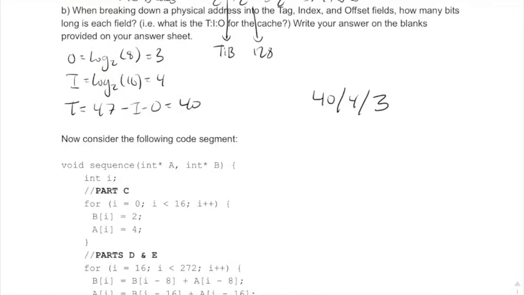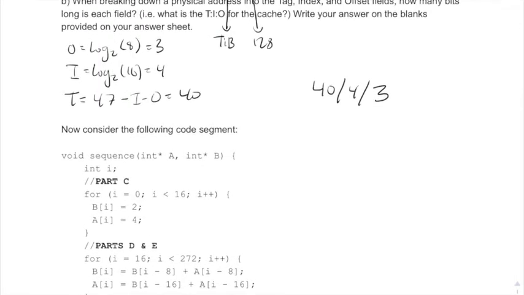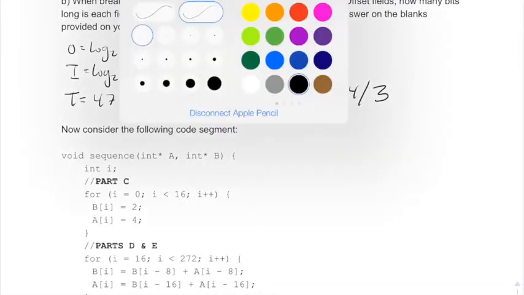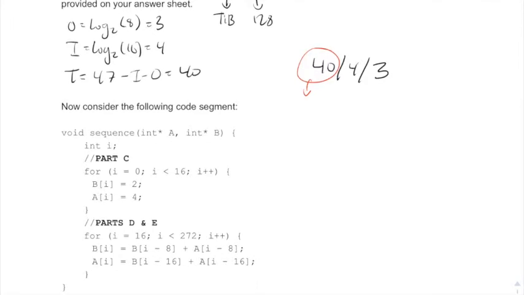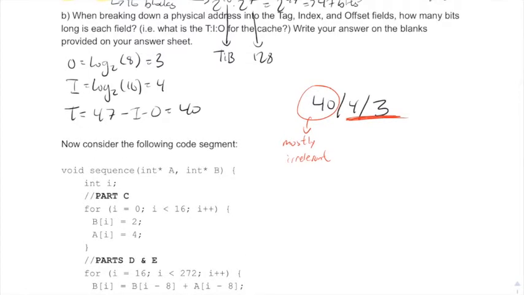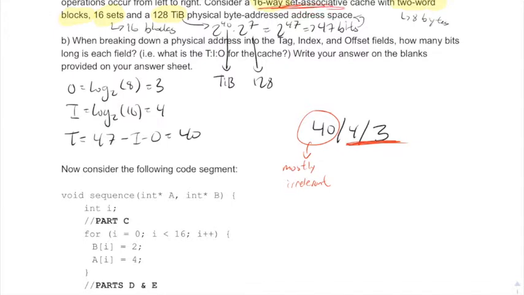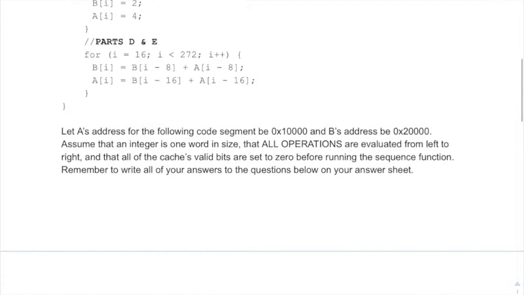Now, one thing that's important to note here is that we won't really be looking at all 40 bits of the tag. This is a huge number, but for the most part, it's mostly irrelevant. These two numbers here, plus the 16-way set associativeness, are a lot more important. Okay, so now let's look at part C.